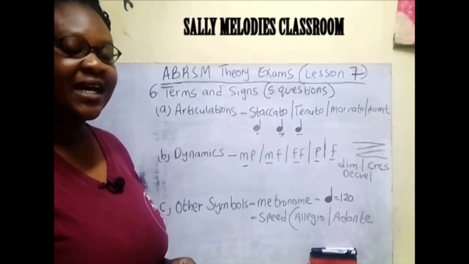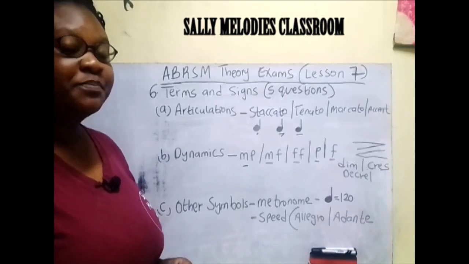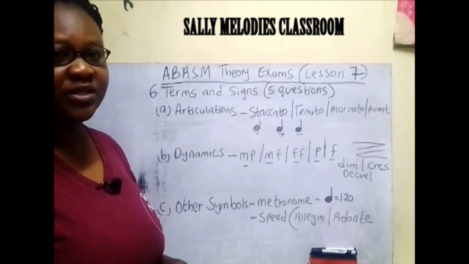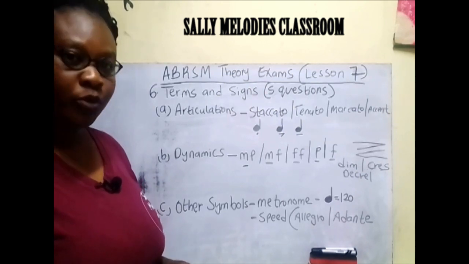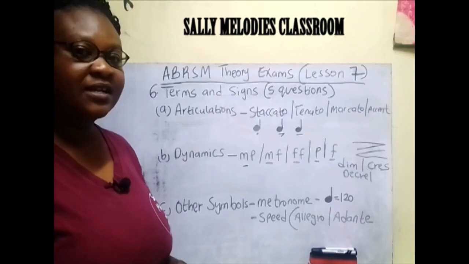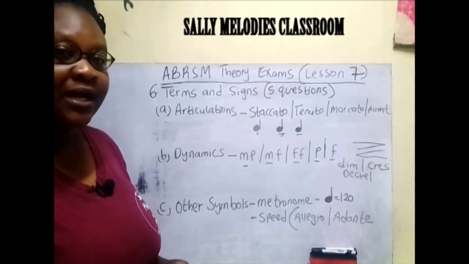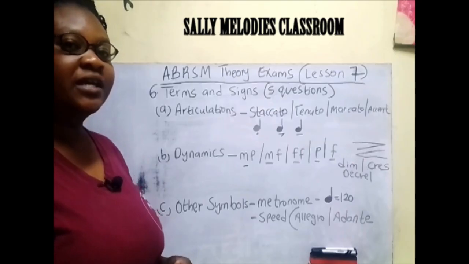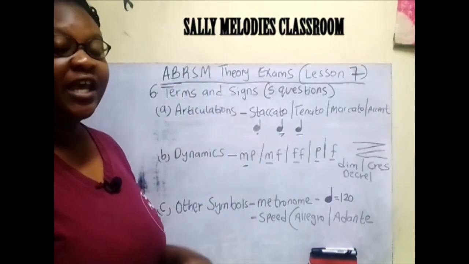Remember when we started learning music, we realized that music is represented by so many symbols, thousands, millions of symbols that we can't exhaust. But at least we have the common ones. And these symbols depend on the grade. There are those symbols that appear in grade 1, others appear in grade 2, grade 3, grade 4, grade 5, and so on and so forth. So, you need to study every grade.